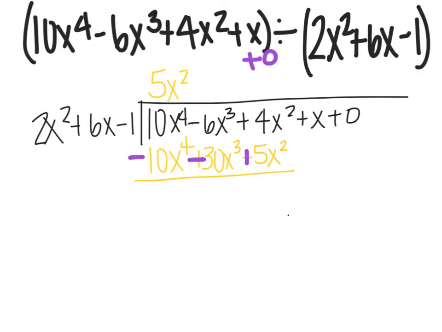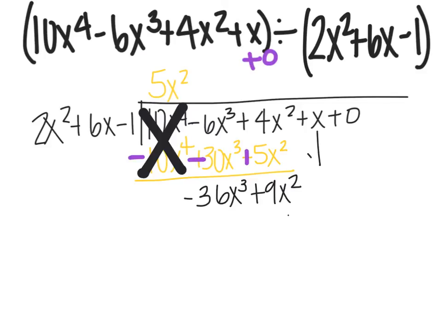So when I combine these, my 10x to the fourths are going to cancel each other out, which they always should. If they don't cancel out here, then you did something wrong. That's a guarantee. I have negative 6x to the third minus 30x to the third. That's negative 36x to the third. 4x squared plus 5x squared is going to be 9x squared. And then I'm going to bring down my plus x.